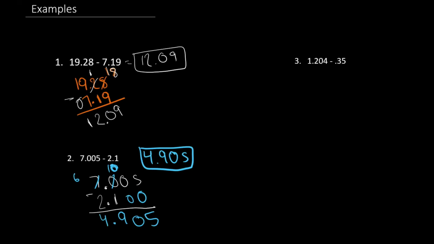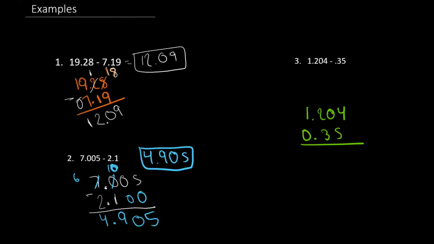Okay, let's do another question. It says 1.204 minus 0.35. We do the same thing. We write down 1.204, put a decimal point, and see what numbers there are after the decimal point. Well, there's 3 and 5. There are no numbers before the decimal point, so we can just write down a 0.